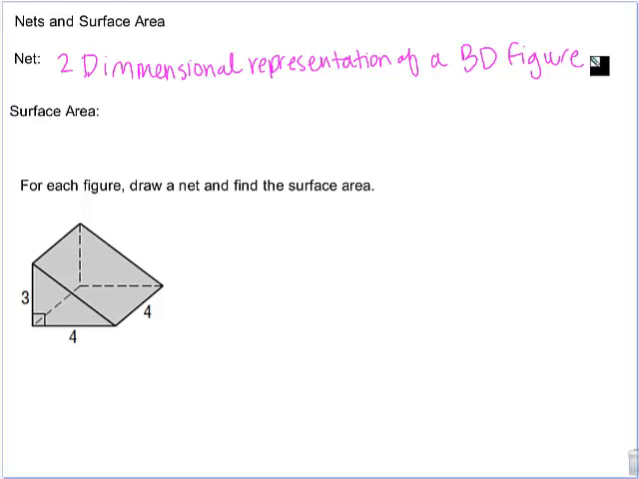So, surface area. Who can describe to us what the surface area is of an object? Okay, so the surface area is the total area on the outside of a solid, or of some sort of three-dimensional figure. So if we wanted to find the surface area of one of our 3D objects, how could we do that?